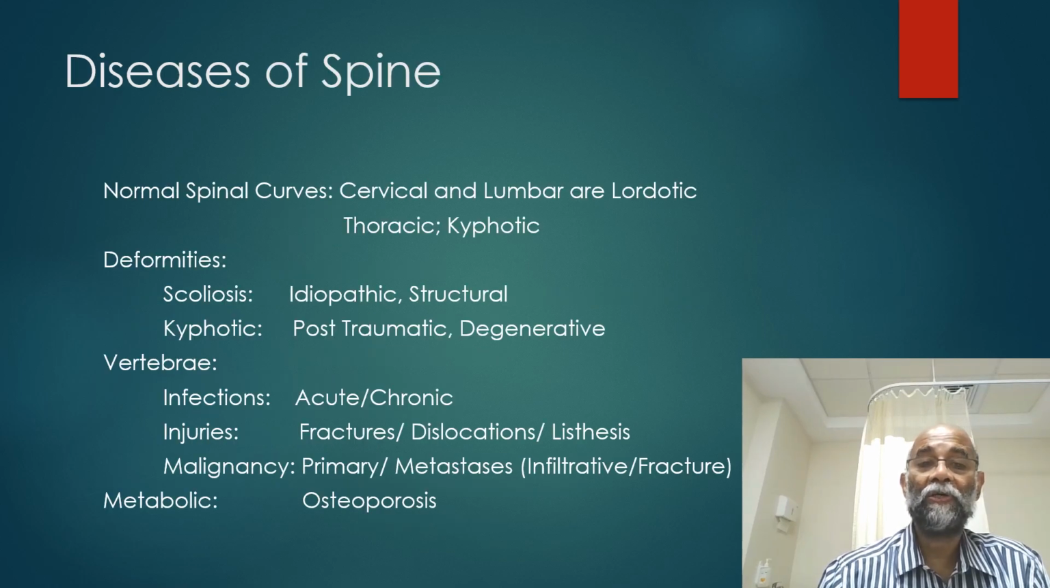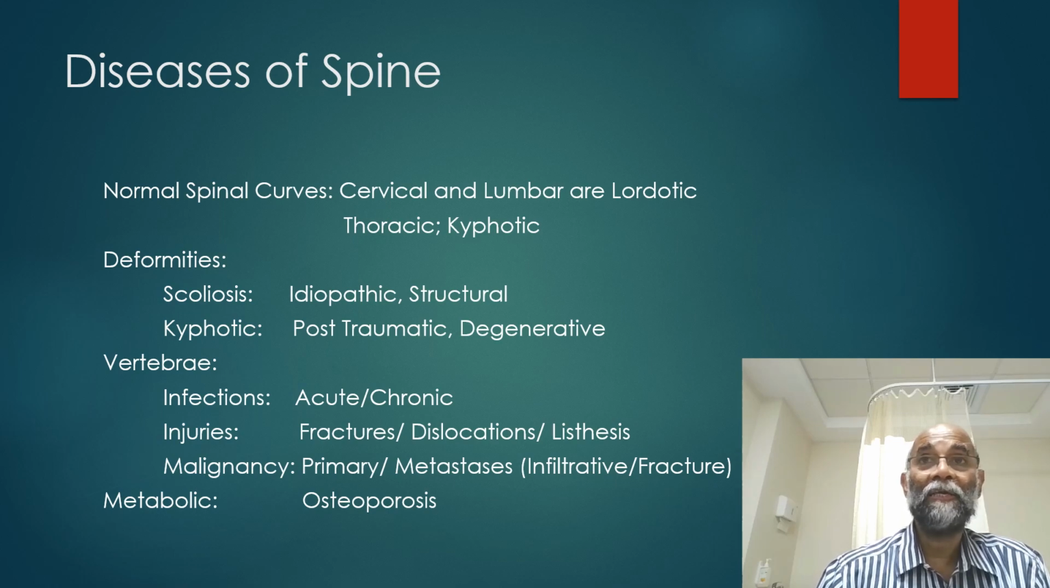The normal spine has anterior-posterior curves. In the cervical and lumbar regions, we have a lordotic curve. And in the thoracic region, we have a forward-bent kyphotic curve. Deformities of the spine can be scoliosis, that is a lateral bend of the spine, or kyphosis, which is a forward bending of the spine. Scoliosis can be idiopathic, structural, or paralytic. And kyphosis can be post-traumatic when there is a wedging of vertebrae, or it can be degenerative.